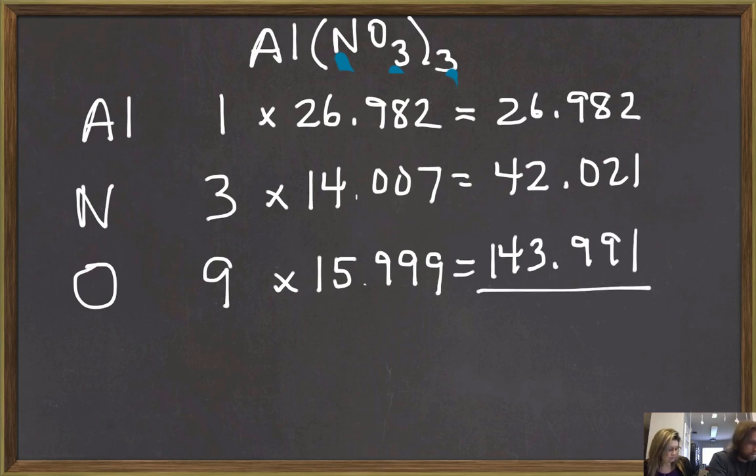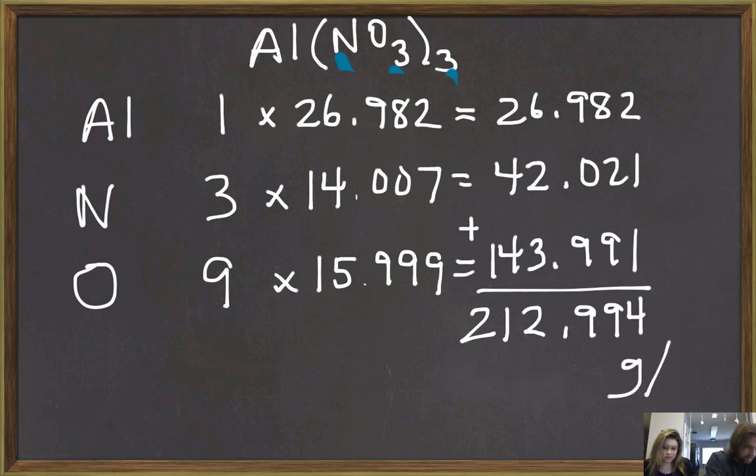I have faith. We're going to add all those numbers together to get our total molar mass. And once we do, we get 212.994. And again, those units are? Grams per mole. That's how you do molar mass. You just look at the periodic table, see how many of each element you have, do a little multiplying and adding. Got it. Perfect.